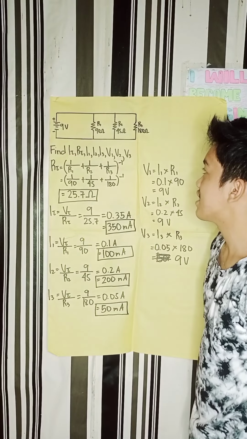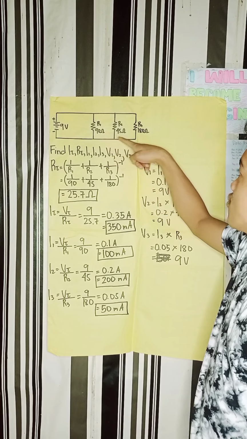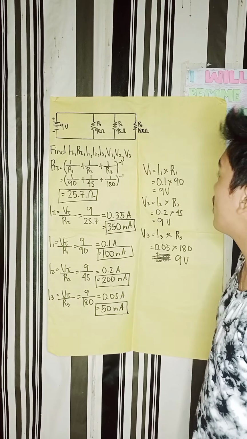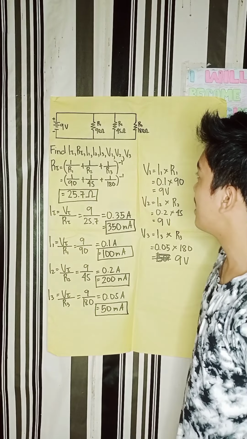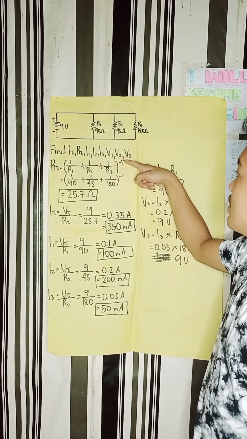In this parallel circuit, the givens are VA equal to 9 volts, R1 equal to 90 ohms, R2 equal to 45 ohms, and R3 equal to 180 ohms. So find the total current, the total resistance, I1, I2, I3, V1, V2, and V3.